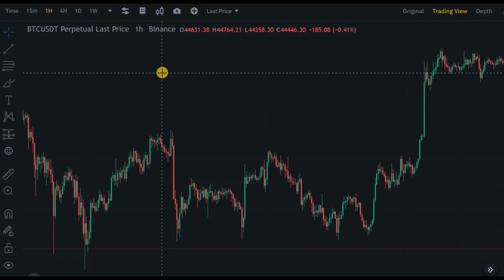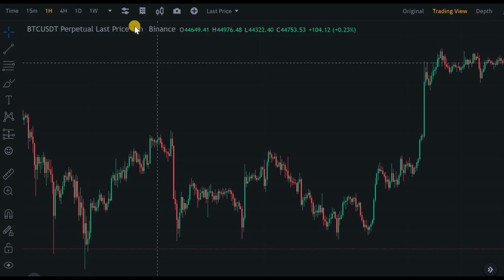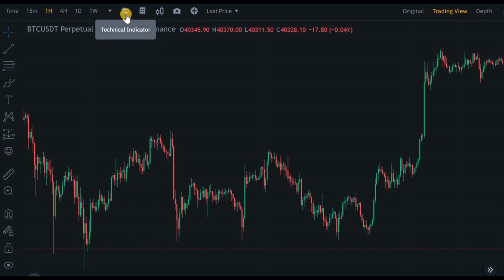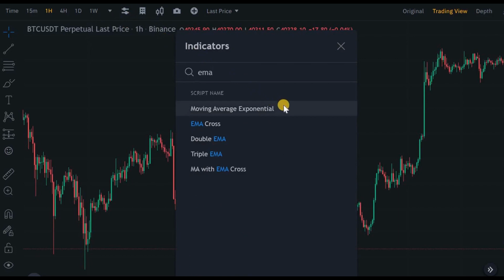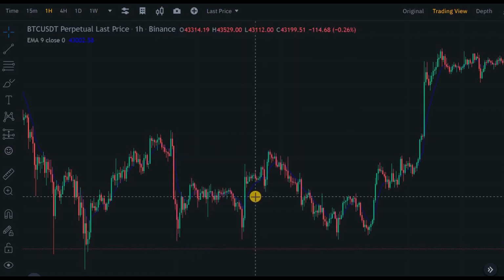This indicator I am going to use is the exponential moving average, and to access this indicator, I would have to go to this section right here where it says technical indicator. You click on this and search for EMA. The first result right here, moving average exponential, is what we are going to use in this video. You click on this. This blue line right here is the exponential moving average.